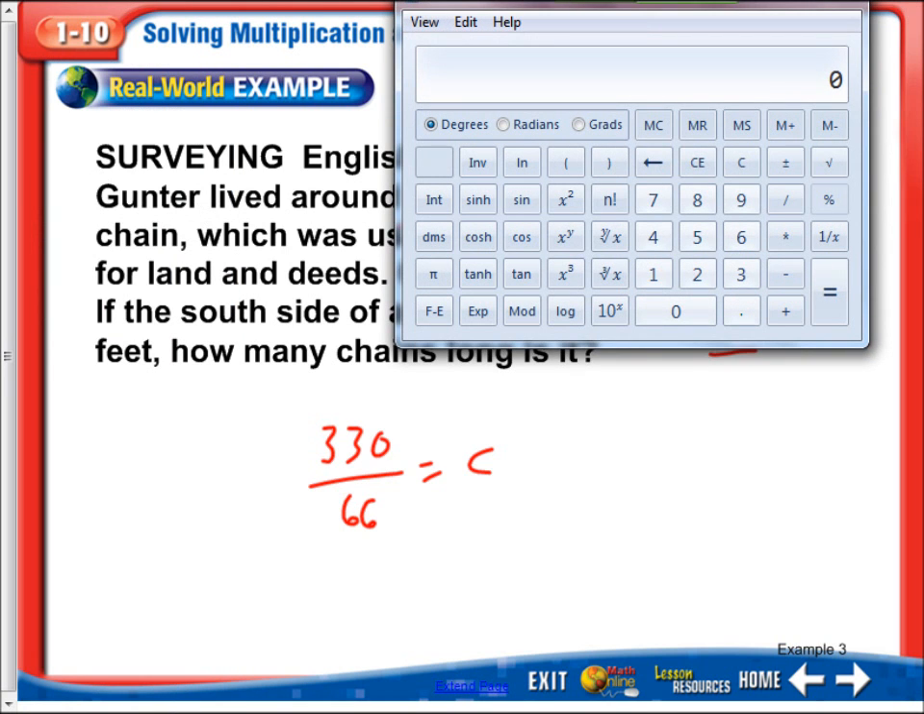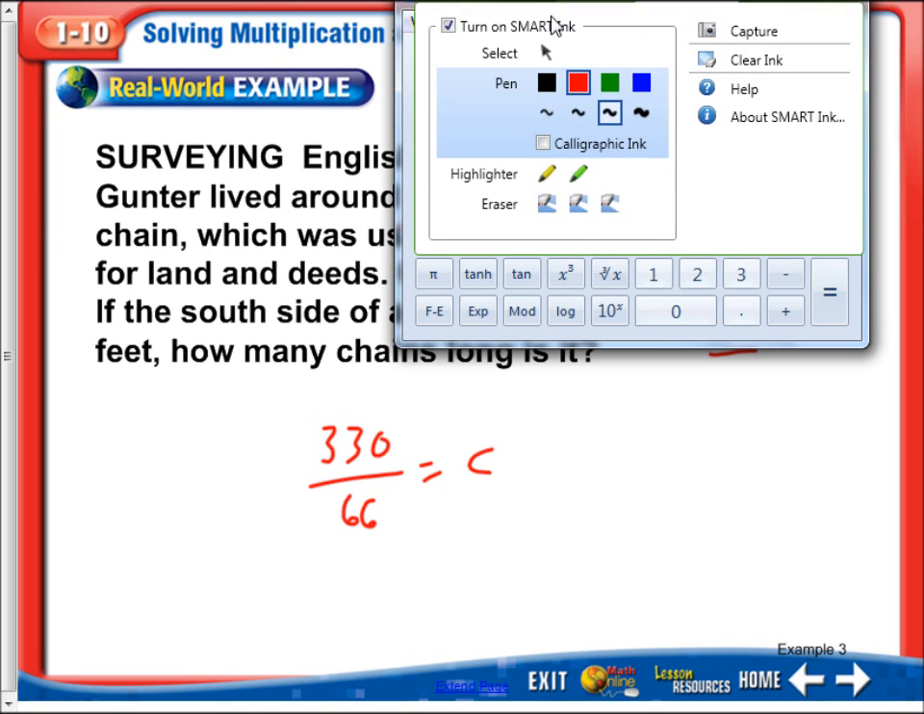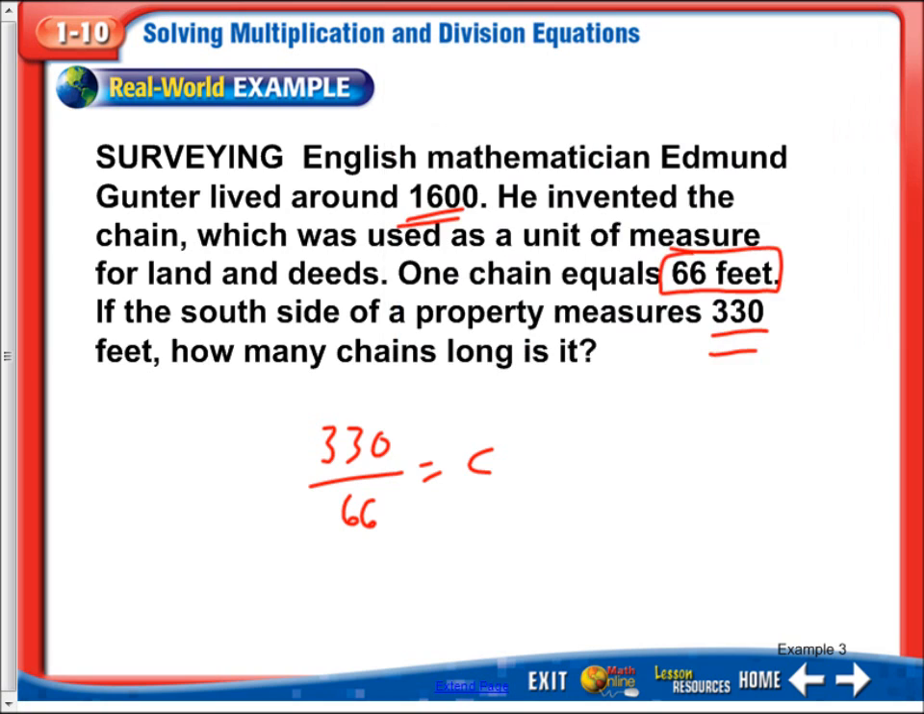So if you want to, you can jump on your calculator, do 330 divided by our 66. Okay, and that's going to give us 5 chains. All right, so here there's no equation because of the way we set it up. There's no equation for us to show here. We just go ahead and solve this, and we can say C equals 5 chains. Okay, and we basically set it up all ready to go to solve.